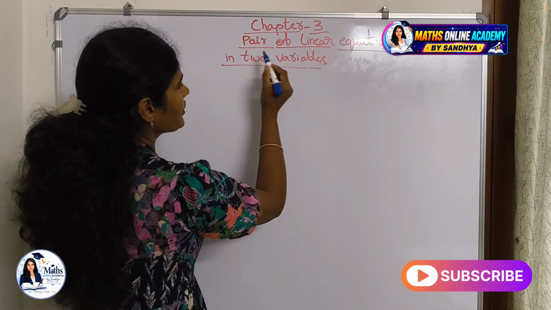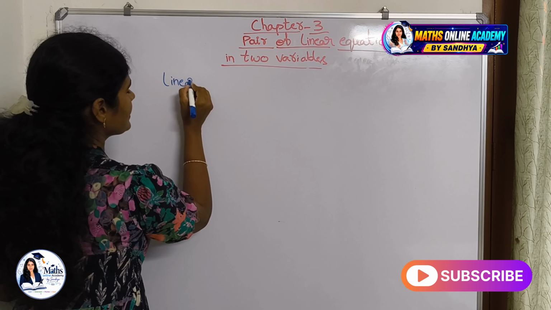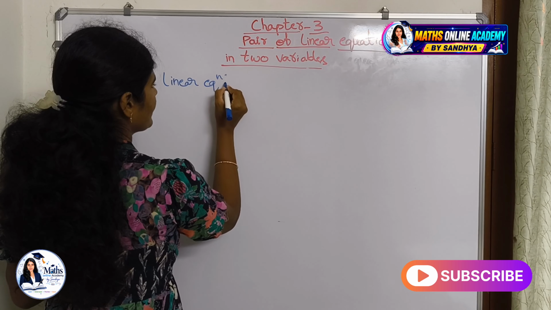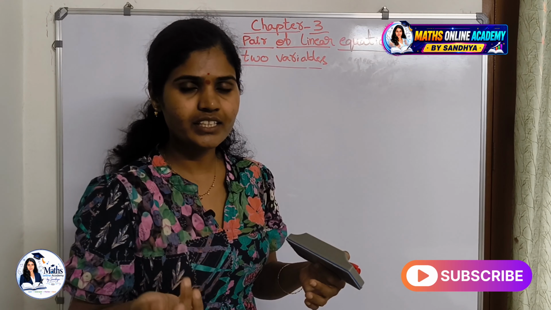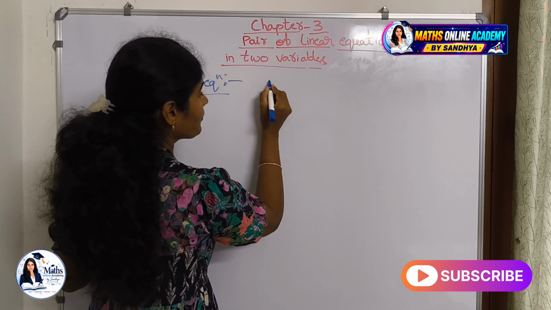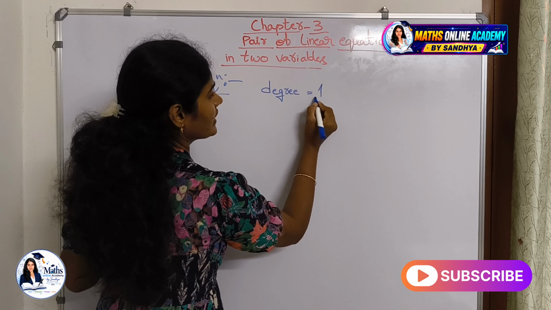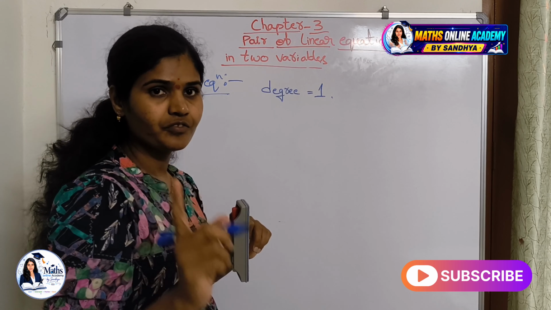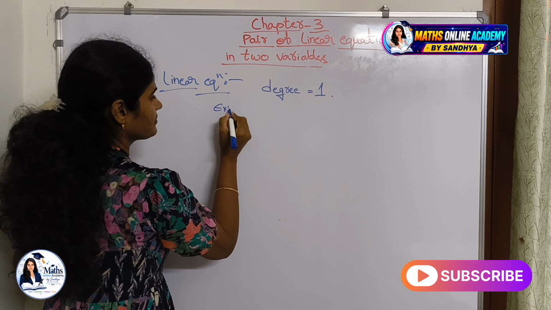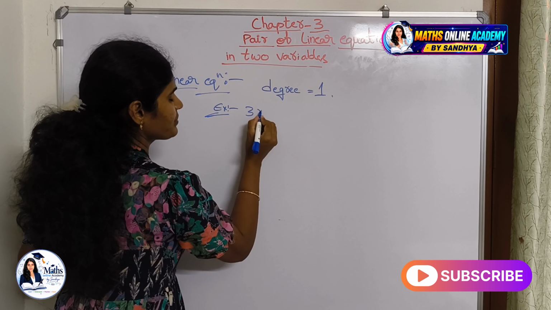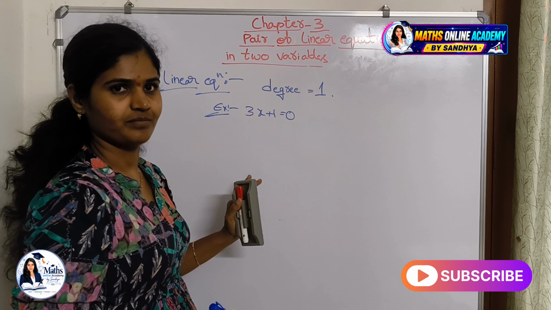Okay, the name is pair of linear equations. See, linear equation. What is a linear equation? Linear means, if we are saying linear equation, the degree of the equation is 1. So the degree should be 1. See the examples. 3x + 1 = 0. This is also a linear equation.